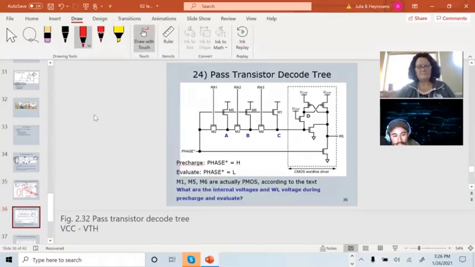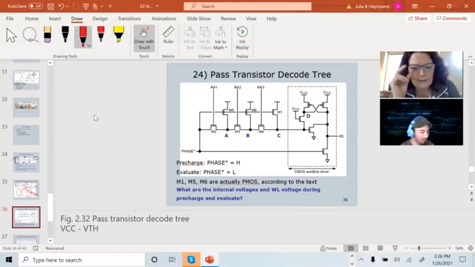Okay. This is the pass decoder tree, and I believe you see this on one of the homework assignments. The basic idea here is in the pre-charge, phase is high. If phase is high, phase star is high, then this transistor is on, word line gets pulled to 0.